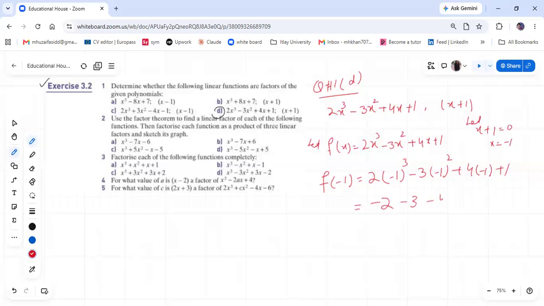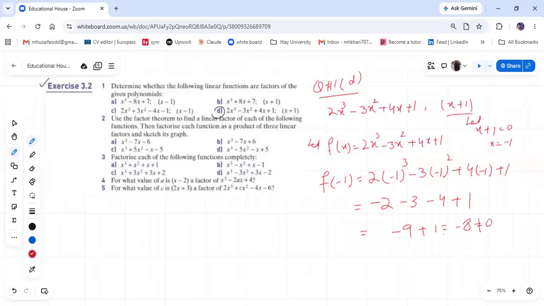After this, this is minus 4, and this is plus 1. If we have minus 2 and minus 3, this gives us minus 5. Minus 5 minus 4 is minus 9, plus 1 is equal to minus 8. So this is not equal to 0. It means this is not a factor of that function.